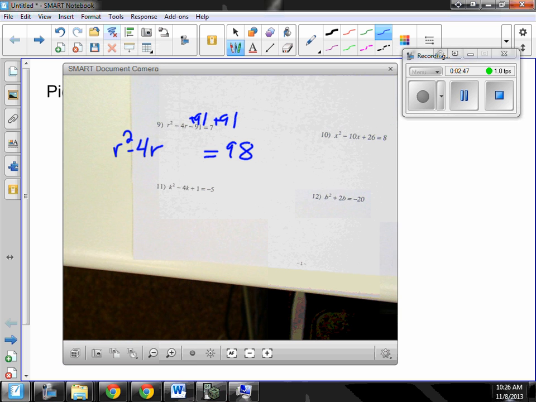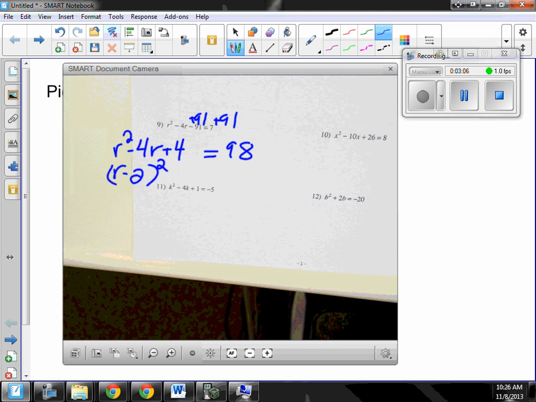Okay. So what is my factor? Negative 2. To the second, what's my perfect square? Not negative 4, it's always positive. Because it's negative 2 times negative 2, which is positive 4. So that's 102. Now I take the square root.